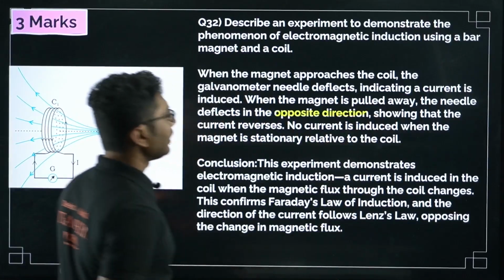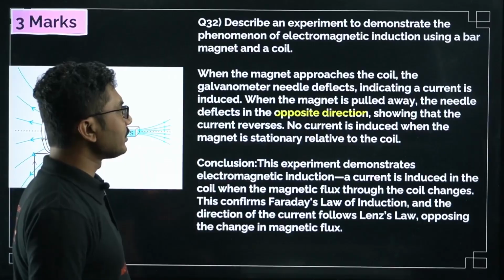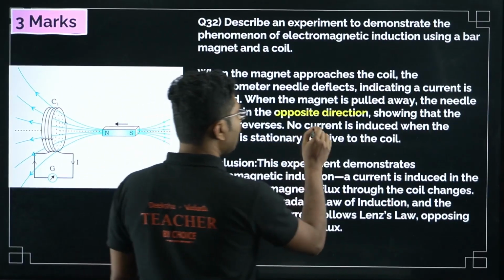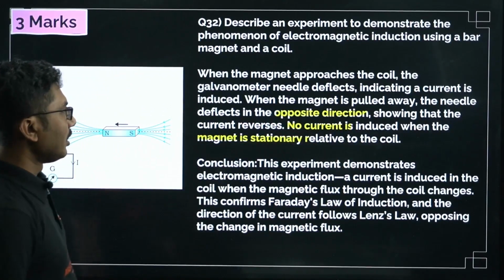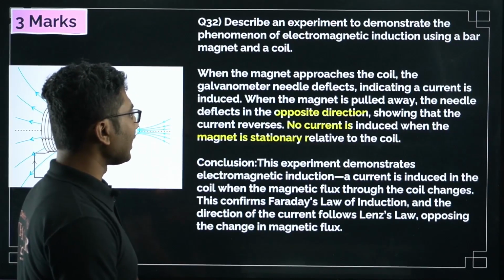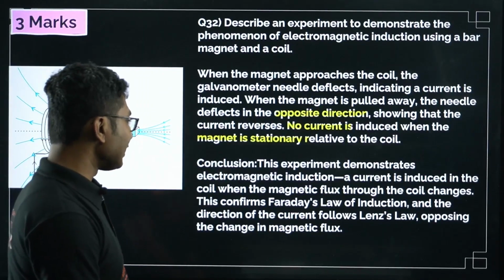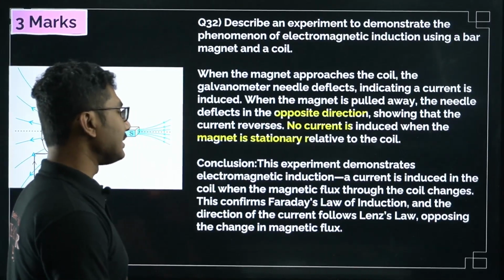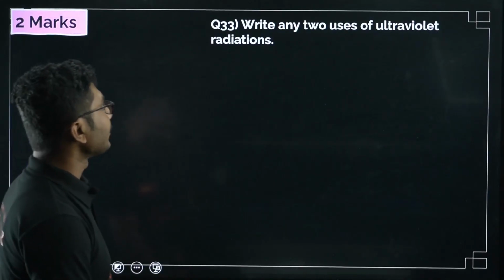Opposite direction, showing that the current reverses. No current is induced when the magnet is stationary relative to the coil. So when the magnet is stationary, no current is induced. Very important. Conclusion: the experiment demonstrates electromagnetic induction, a current is induced in the coil when the magnetic flux through the coil changes. This confirms Faraday's law of induction, and the direction of the current follows Lenz's law, opposing the change in the magnetic flux. Okay, easy. Now let's move on to question 33.